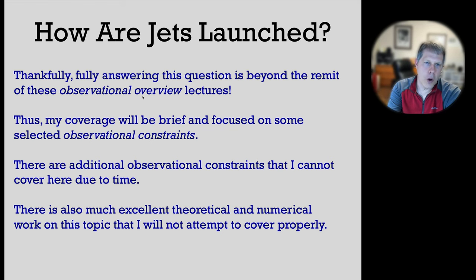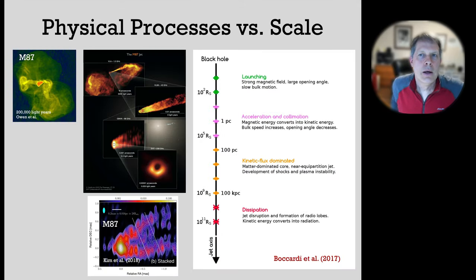It's an observational overview of active galactic nuclei. So my coverage here will be brief and will be focused on some selected observational constraints upon jet launching that I think are important and relevant. There are additional observational constraints that I simply cannot cover here due to limited time. I also want to mention, and I'll show a slide about this at the end, that there is much excellent theoretical and numerical work on this topic that I will not even attempt to cover properly, but I will give you some references where you can learn more.